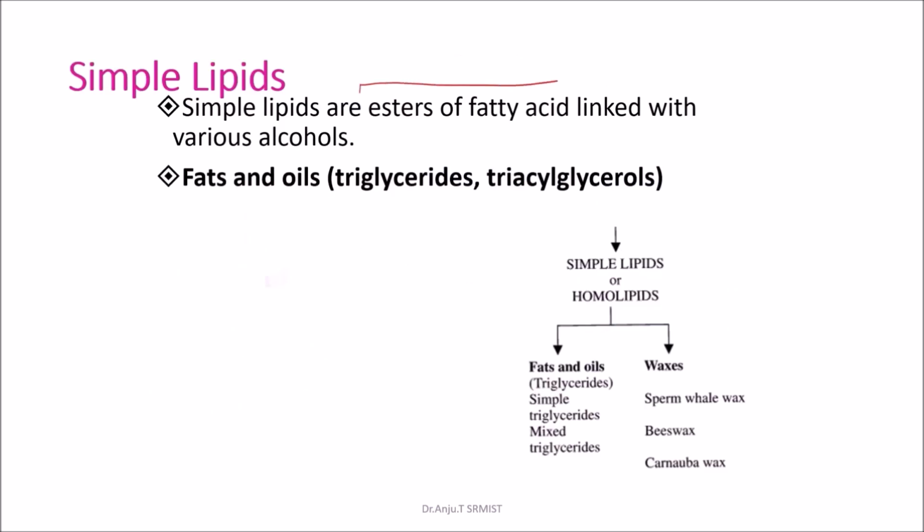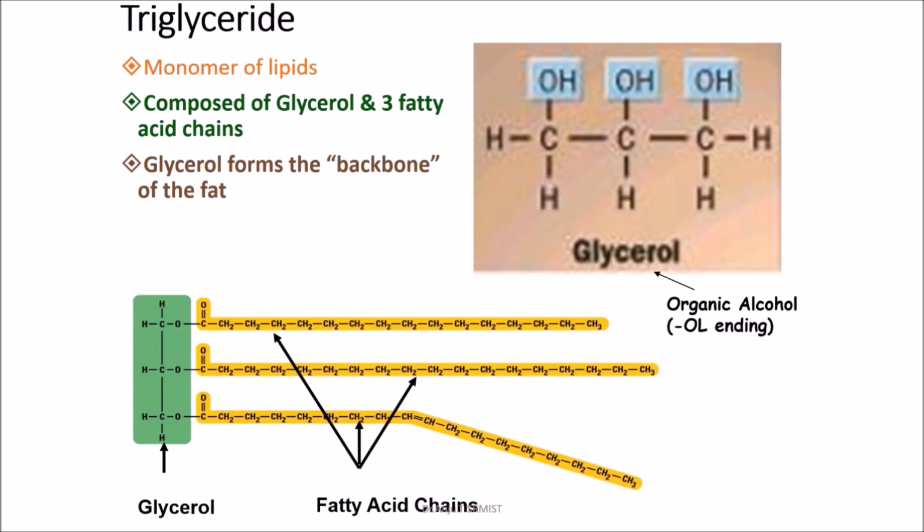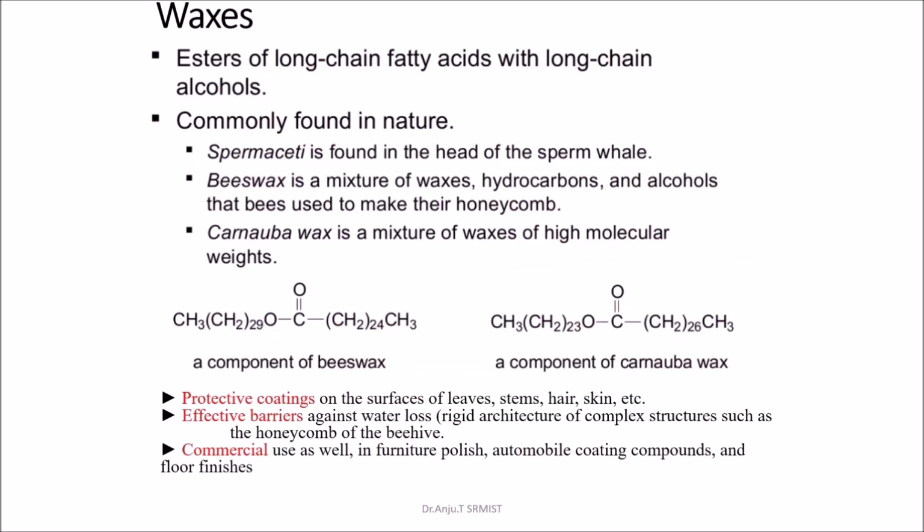Simple lipids are esters of fatty acids linked with various alcohols. Examples of simple lipids are fats and oils. Fat, a triglyceride, consists of a glycerol molecule, which has 3 OH groups, and it is linked to 3 fatty acid chains. Waxes are another type of simple lipids. They contain esters of long fatty acid chains with long chains of alcohols. Commonly found waxes, you find in the sperm whale, in beeswax and carnauba wax.